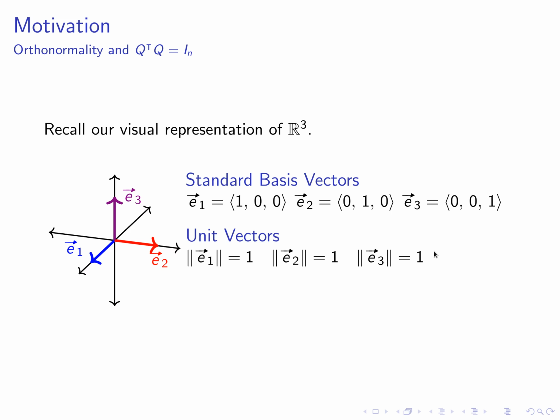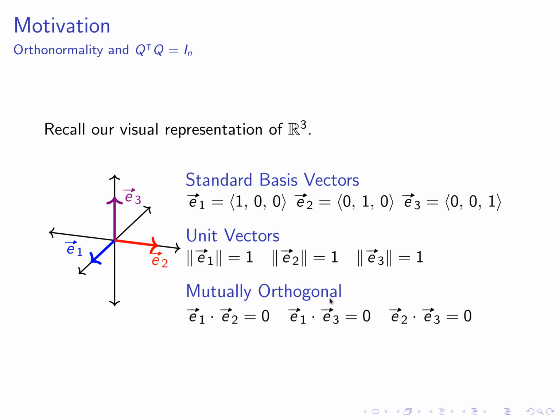Another thing that makes this collection so useful is that they're mutually orthogonal. What does this mean? Well, what this is saying is that if we take any two of these three vectors and take their dot product, we always get the number 0. So if I take 1, 0, 0 and dot with 0, 1, 0, the result is equal to 0. If I take 1, 0, 0 and dot with 0, 0, 1, the result is equal to 0. And if I take 0, 1, 0 and dot with 0, 0, 1, the result is also equal to 0.